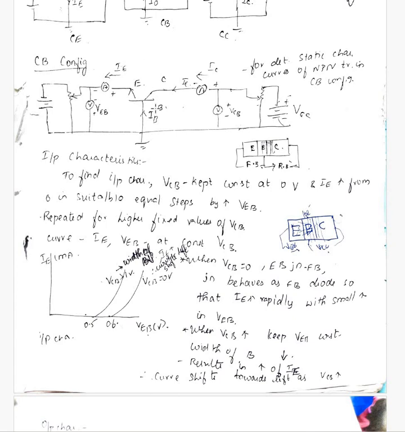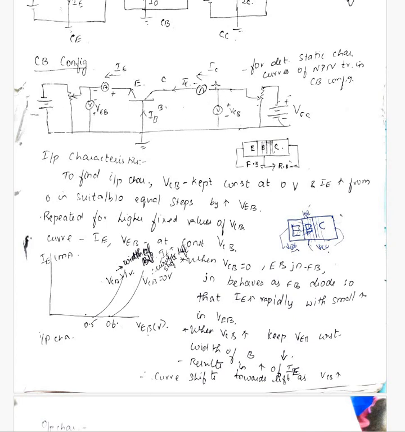And now coming to common base configuration. So base is grounded, input in emitter. This ammeter measures the input emitter current IE. This voltmeter measures the emitter base voltage VEB, and the RPS voltage here, since it's an emitter side, is VEE.